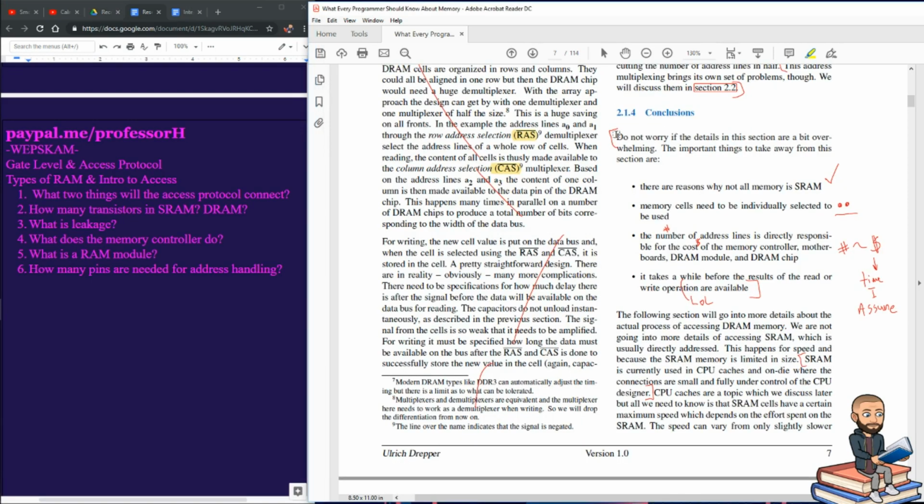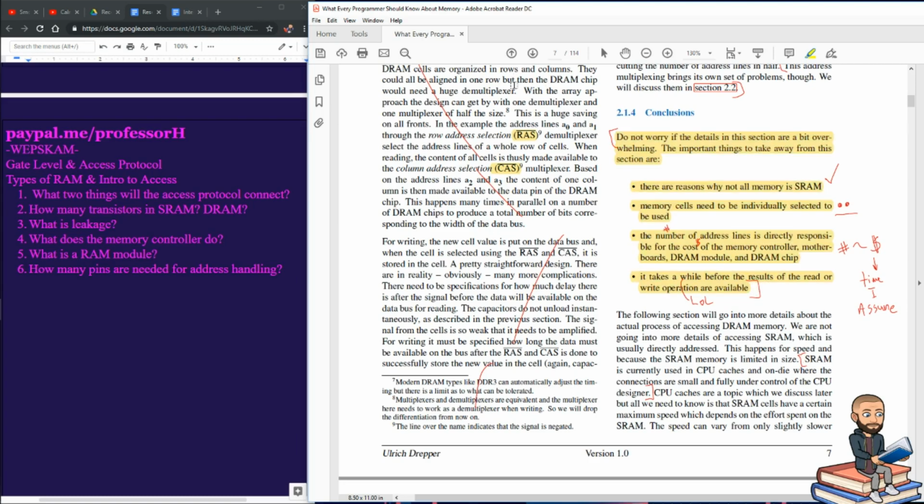So here's our summary. Do not worry if the details of this section are a bit overwhelming. The important takeaways are that there are reasons why not all memory is SRAM. Memory cells need to be individually selected to be used. The number of address lines is directly responsible for the cost of the memory. That is the memory controller, the motherboards, the DRAM module, and DRAM chip. Finally, we have a laugh out loud one. It takes a while before the results of the read or write operations are available.